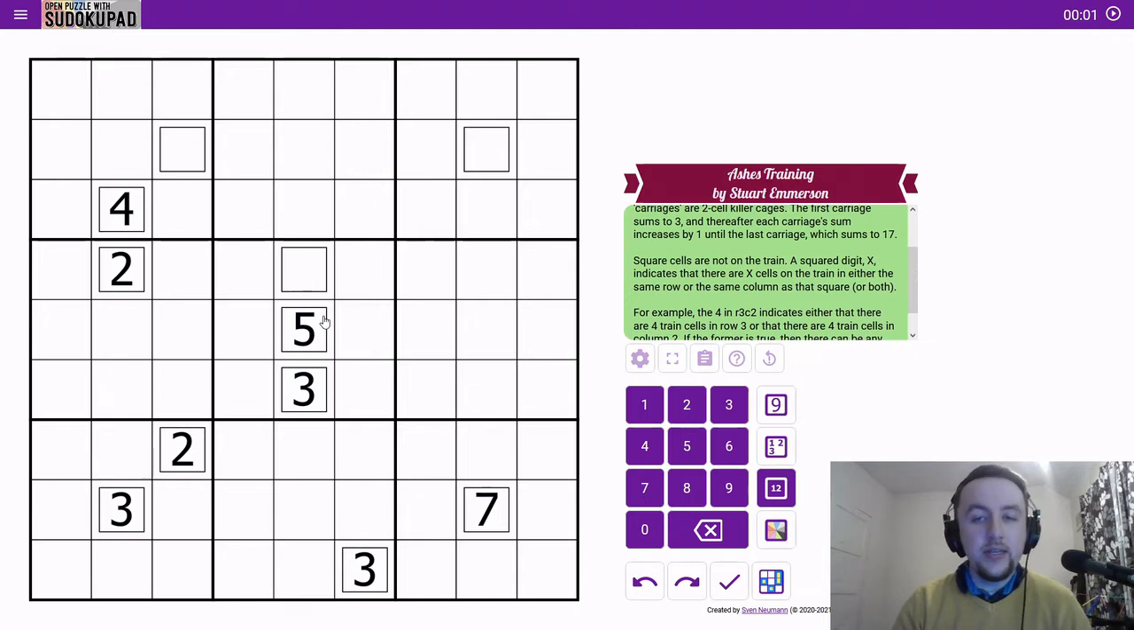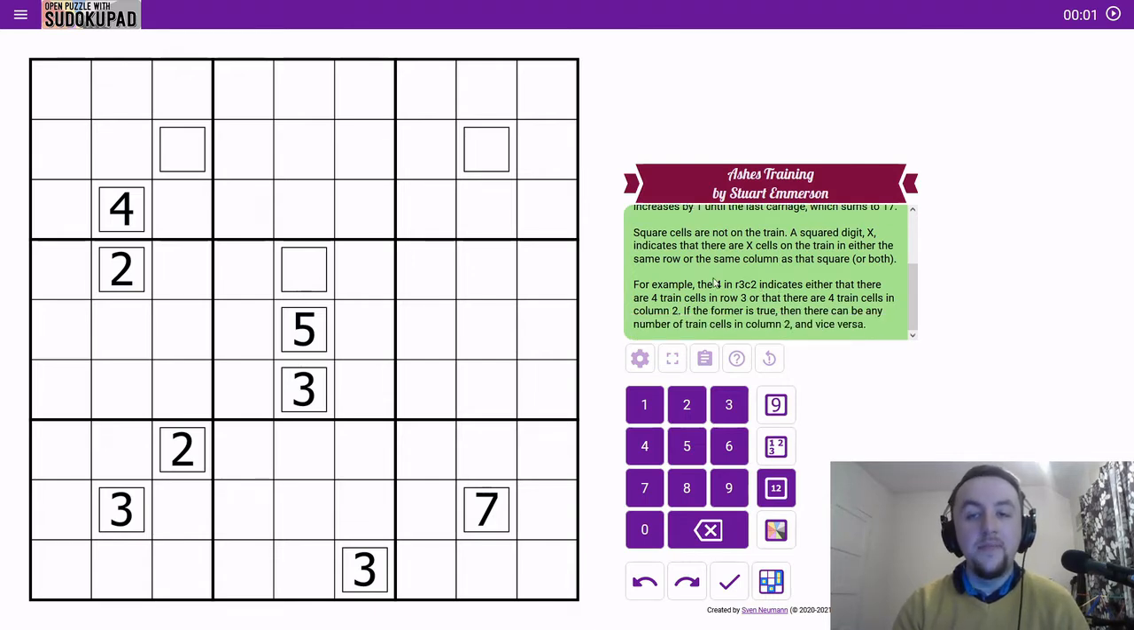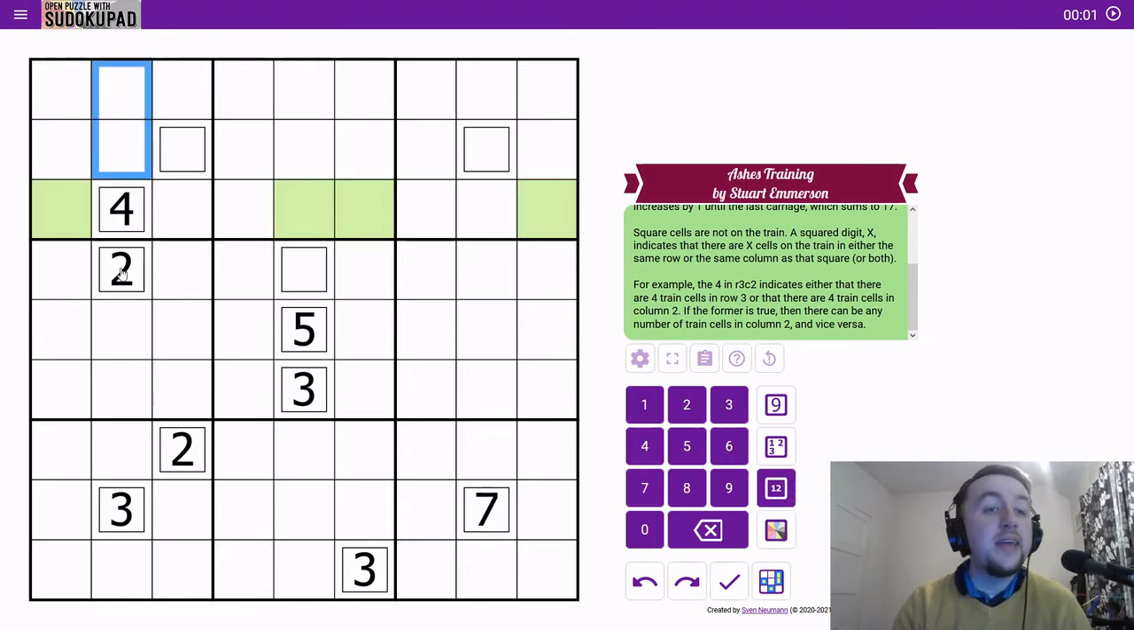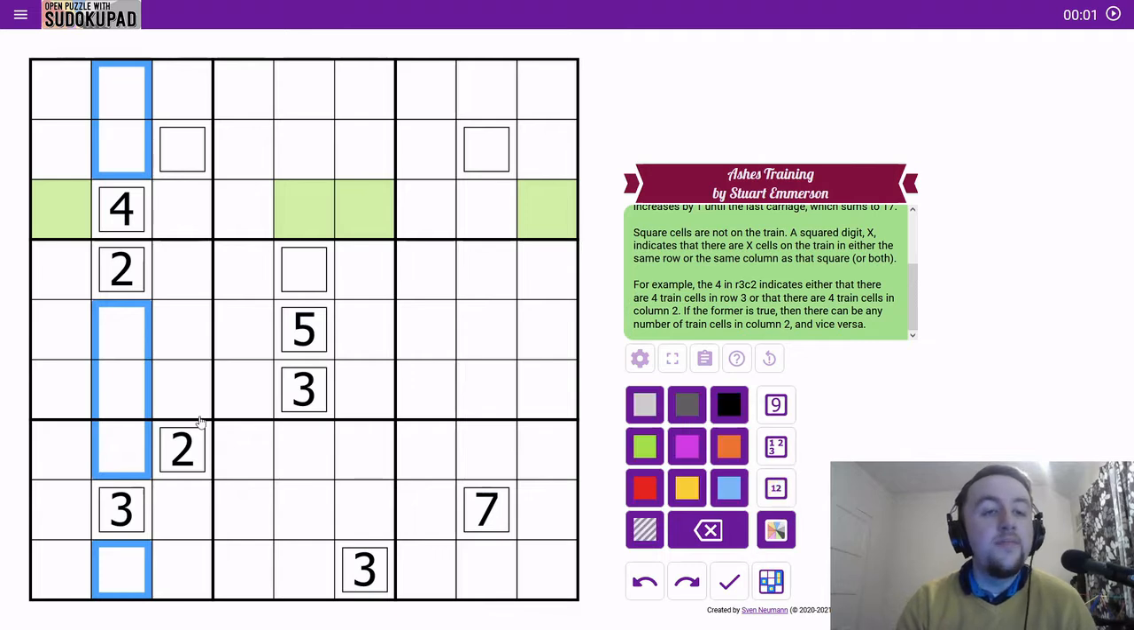A squared digit x indicates that there are x cells on the train in either the same row or the same column as that square, or both. For example, the 4 in row 3 column 2 indicates either that there are 4 train cells in row 3 or that there are 4 train cells in column 2. If the former is true, let's say there's 1 there, 2 there and another 1 there, then the clue is satisfied, and that clue is finished, and there can now be any number of train cells in the column.